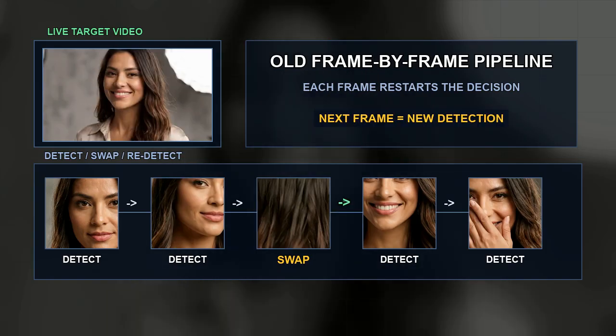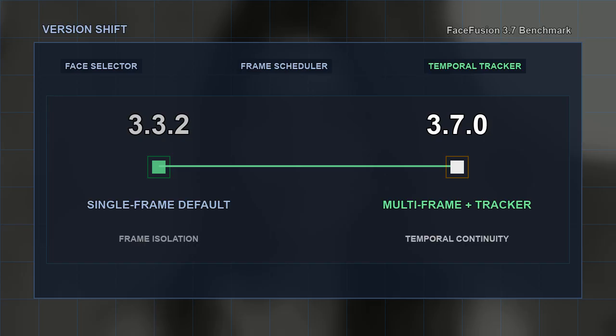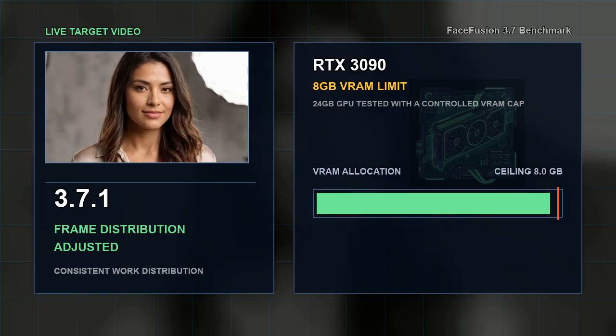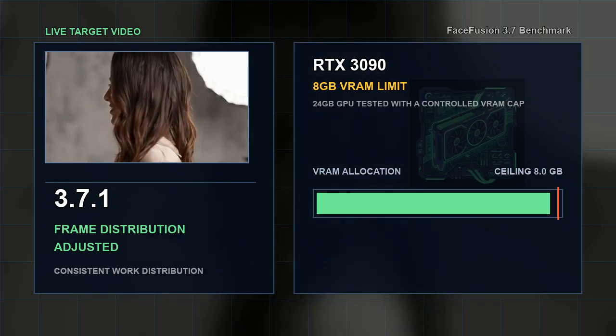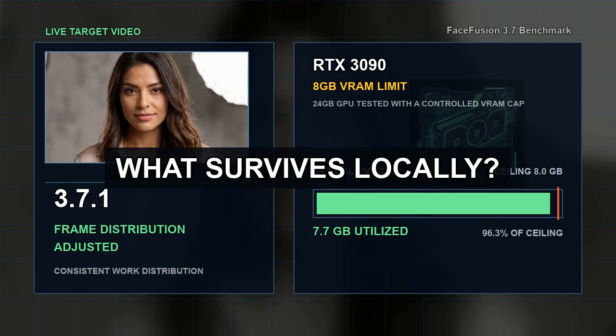Most FaceFusion tutorials still use the old mental model. Swap each frame, polish the face, then export. Video is far less forgiving. HyperSwap became the default earlier, back in the 3.3 line. The video-specific shift came later, with multi-frame processors and face track. Then version 3.7.1 adjusted frame distribution to recover performance. So the question is not what changed on paper. It is what survives on 8 GB.